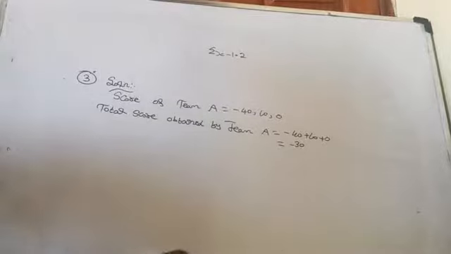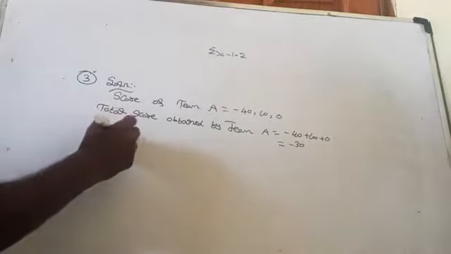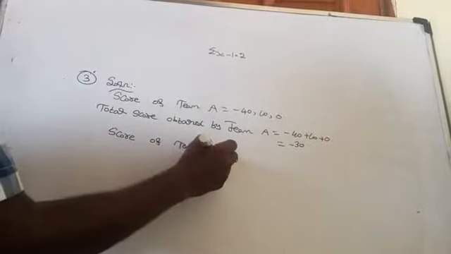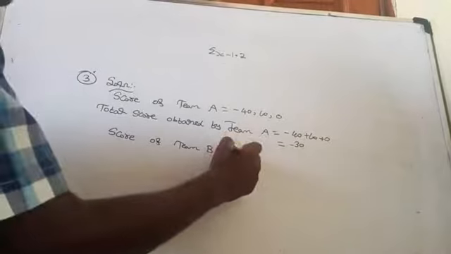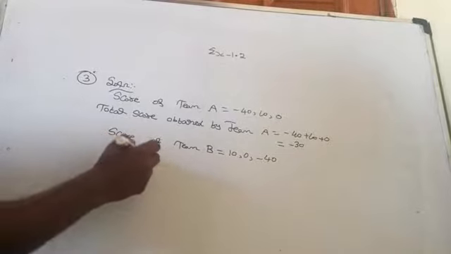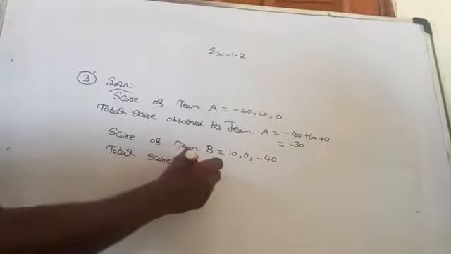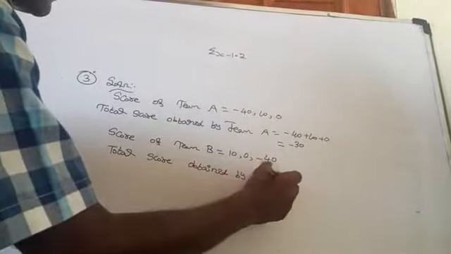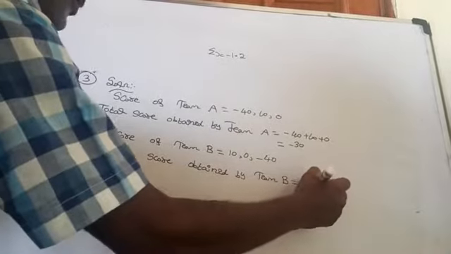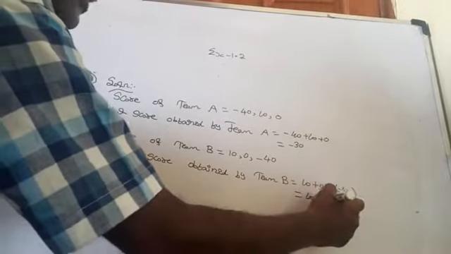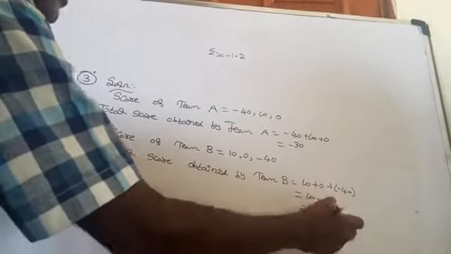Now the score of team B. It's given 10, 0, minus 40. Now the total score obtained by team B is 10 plus 0 plus minus 40. That is, 10 plus 0 is 10. Plus into minus is minus 40. 10 minus 40 is minus 30.